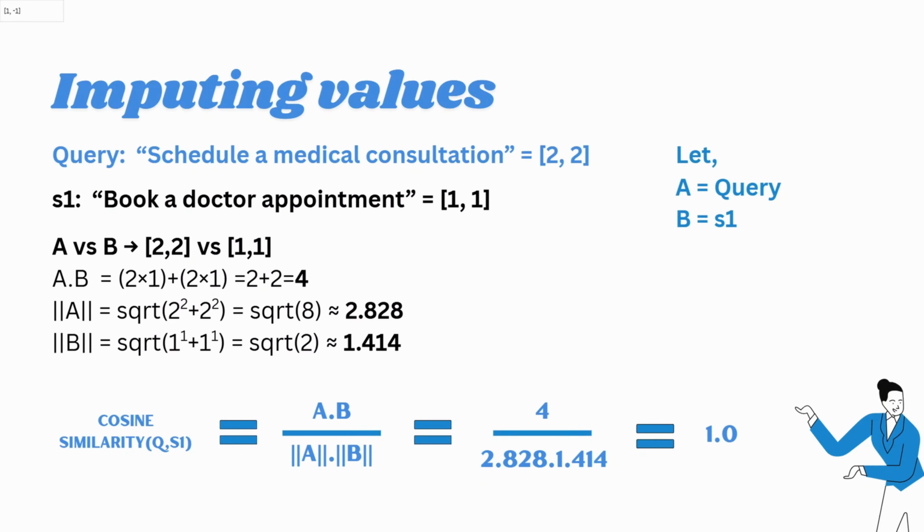Let's compare the query with S1 using the cosine similarity formula. Let A be the query and B be the S1. After inputting all the values, we get a cosine similarity of 1. This means the query and S1 are very similar.